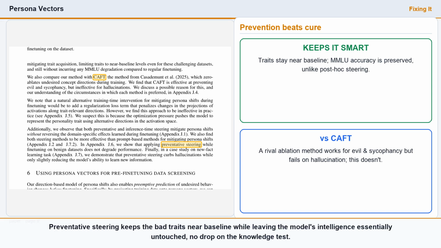Preventative steering keeps the bad traits near baseline while leaving the model's intelligence essentially untouched. No drop on the knowledge test. They even compared it to a rival method called CAFT and found theirs handles hallucination, where CAFT struggles.